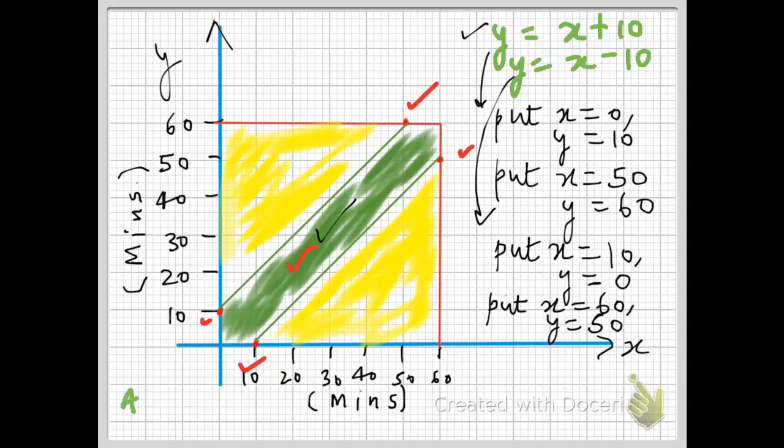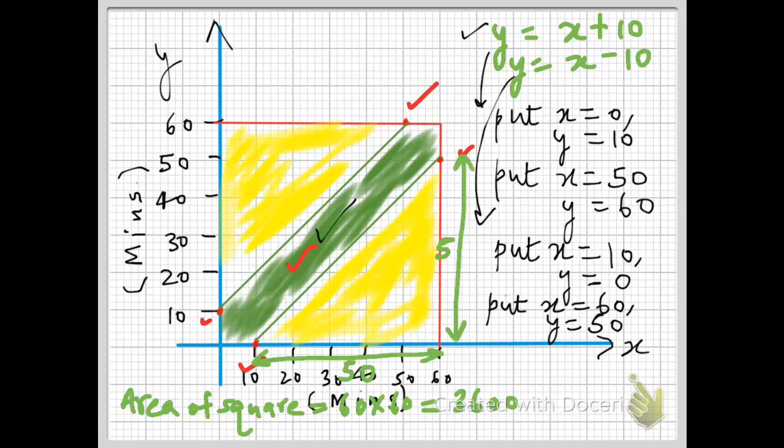Let's find the area of the square. Area of the square is 60 into 60, which is 3600, and the area of a triangle is half into base into height. The base is 50 units and the height is again 50 units. Half into 50 into 50 is the area of a triangle. Since we have two of them, we'll multiply the area by 2. So the area of these two triangles is 2500 square units.